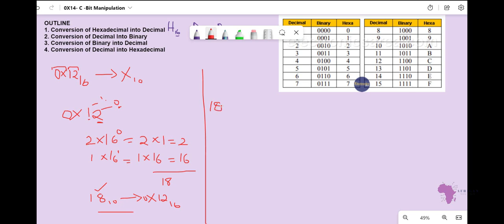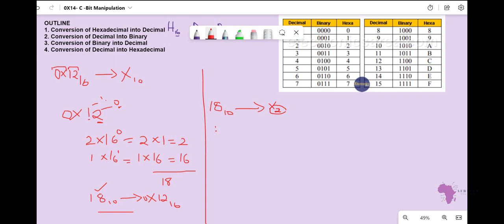So we have 18 to base 10, and we are looking for another value, x, to base 2. We don't know this number, but we're looking for a number which is to base 2. How can we do that? We do that by dividing the decimal number by the base of the number we are looking for, which is 2.